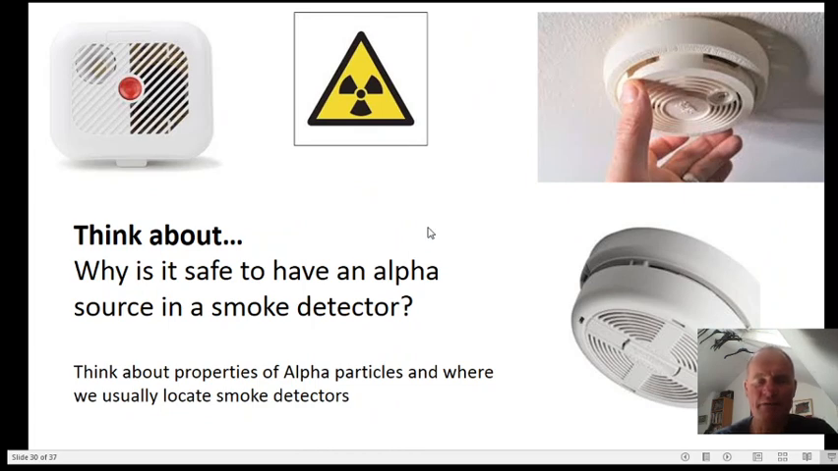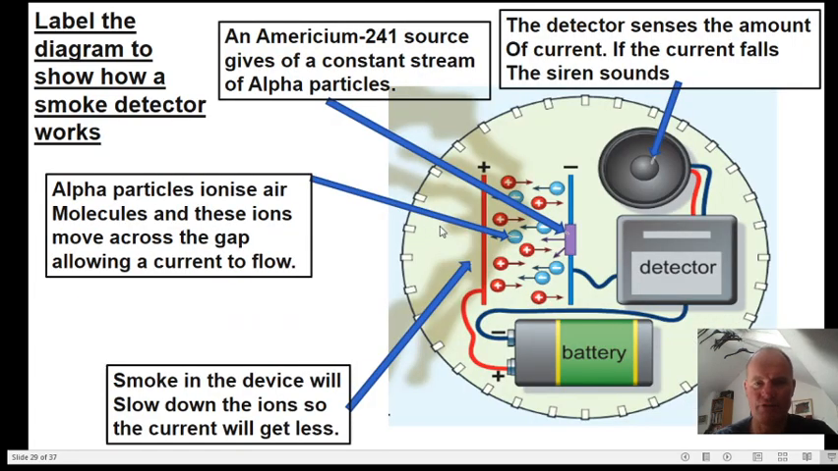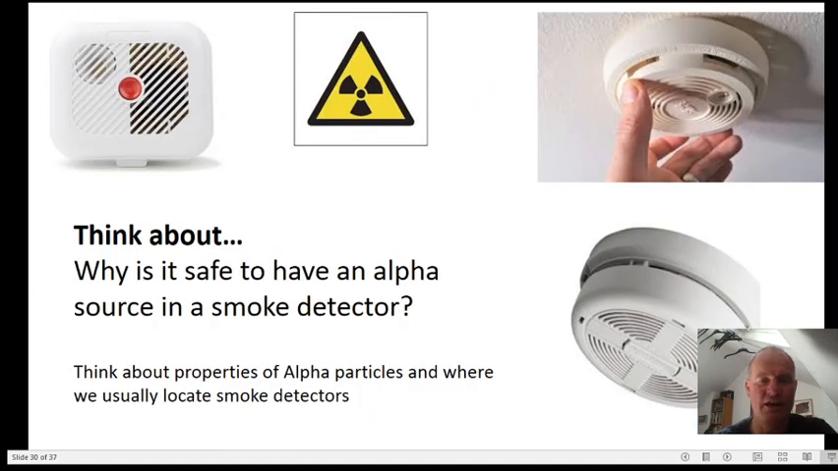So, a couple of things to think about with that. You need to, again, label your diagram for that, know what the components are, how it works, and that it's an alpha source. And think about the fact that it's a radioactive source in our house. Why is that, is it safe to have that in our house? If you think about the properties of alpha particles that we know about, and also where we usually have our smoke detectors, hopefully you could come up with a reasonable two-mark explanation of why it is safe to have an alpha particle source in smoke detectors in our houses where we live all the time.